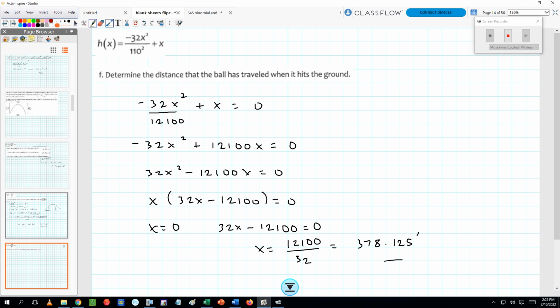If I was to ask you what is the domain for this problem, these two numbers here would be your domain, and you would encase those with brackets.